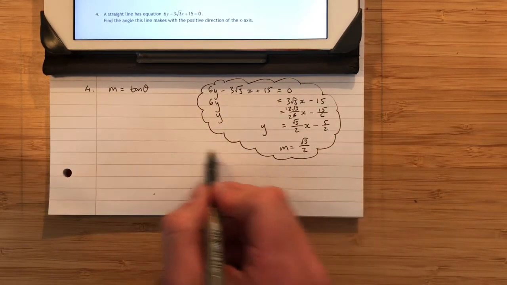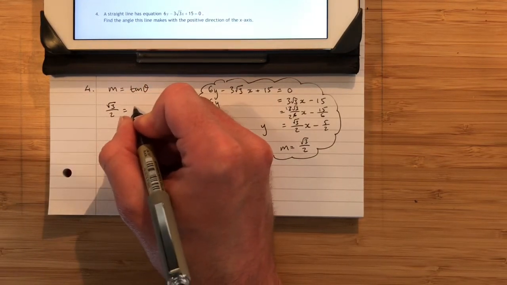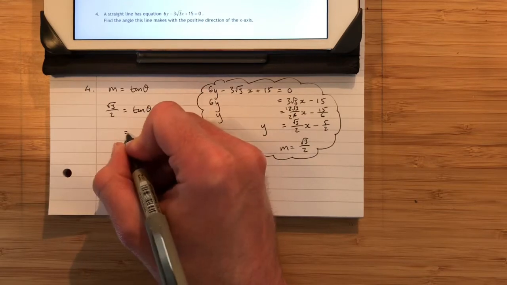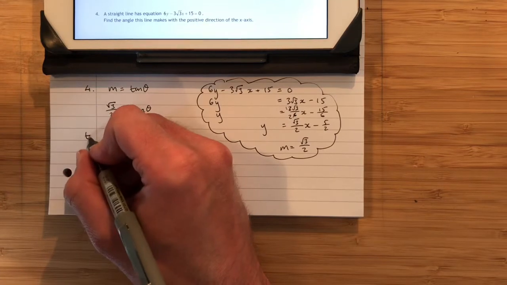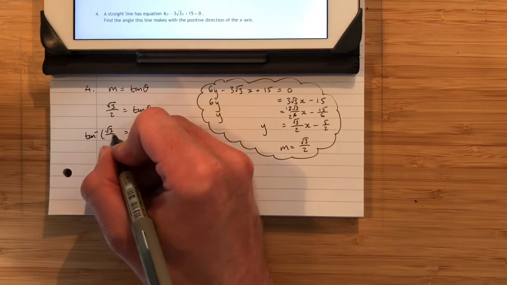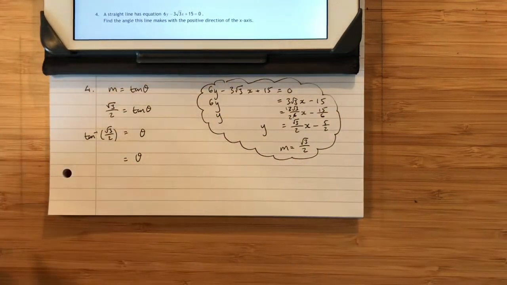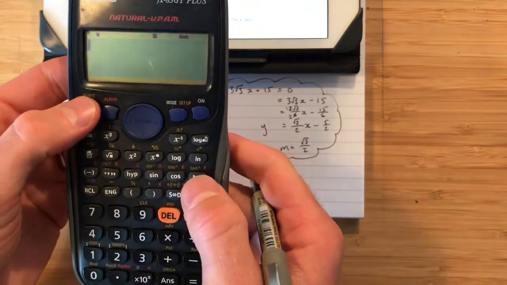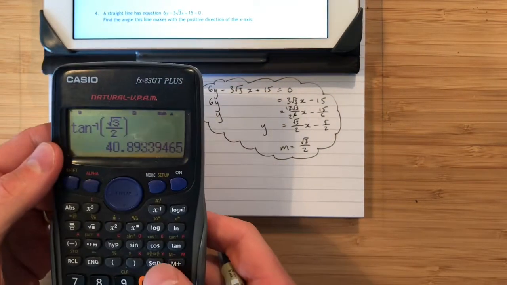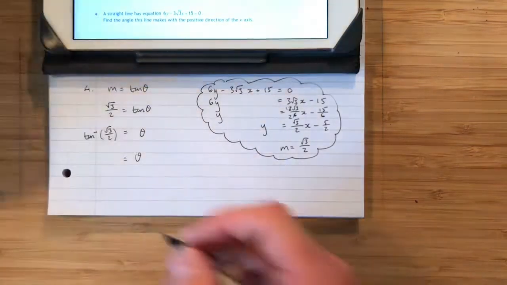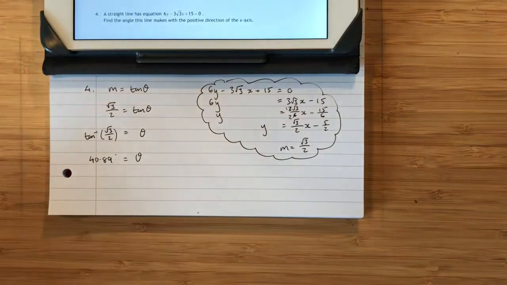If I want the angle, I put the gradient into this formula. So root 3 over 2 is equal to tan theta. So to get theta by itself, I'm going to do the inverse tan of root 3 over 2. And the inverse tan of root 3 over 2 is 40.89. Okay, so it's really 41, but 40.89 degrees.